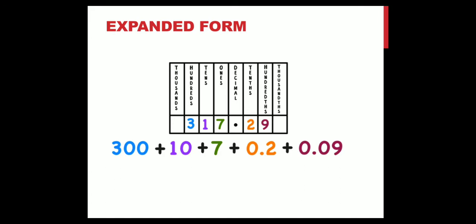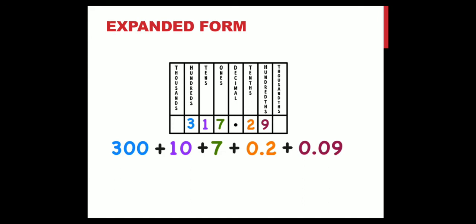Now we have learnt about the place value of decimal numbers. Now we are going to see how to expand a decimal number. Okay, so for example, if I have the decimal number 317.29, first you write according to the place value. Before the point I have 7 in the ones place, 1 in the tens place, and 3 in the hundreds place.